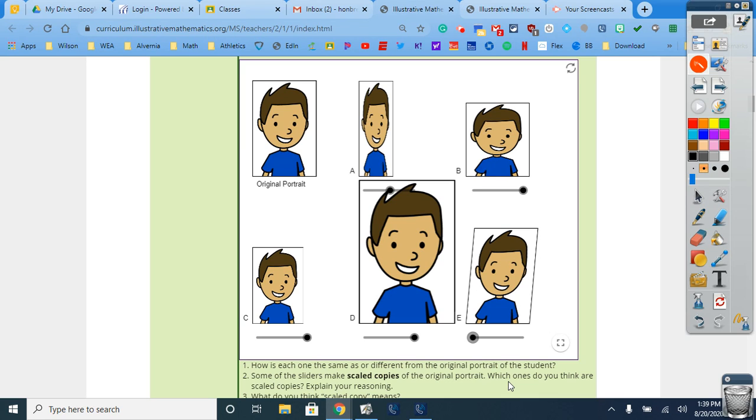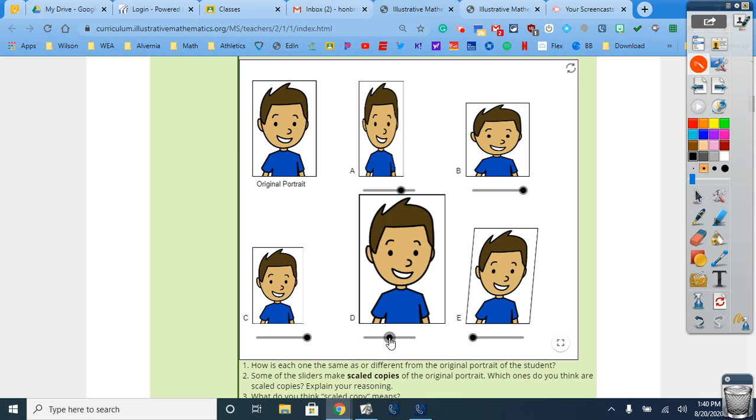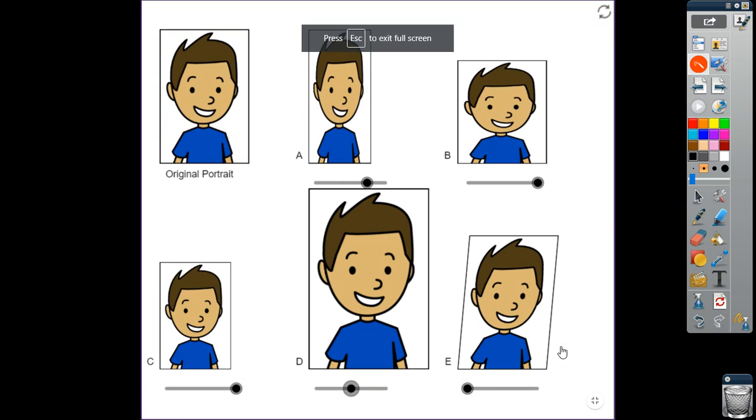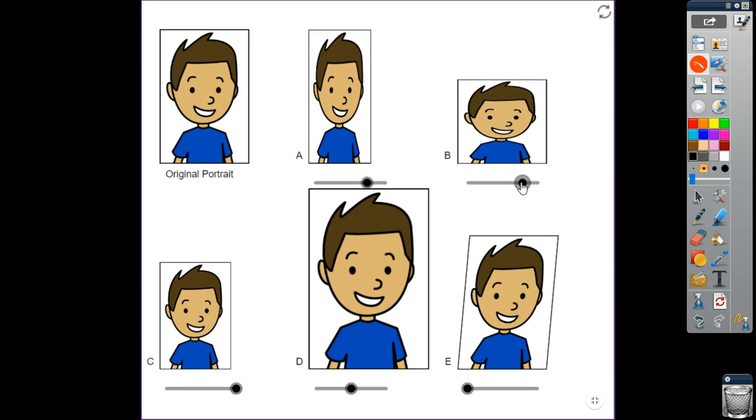So what it means is they're both the same shape, they're just different sizes, okay? So here's how we're going to get to that. I have an original picture here, and I'm going to play with some of these sliders that you see, and we have to answer which ones of these actually make a scale copy of the original portrait. So here's my original portrait right here. When I want a scale copy, it is a scale copy when every single time I move this slider, the picture is a replica of the original, okay?